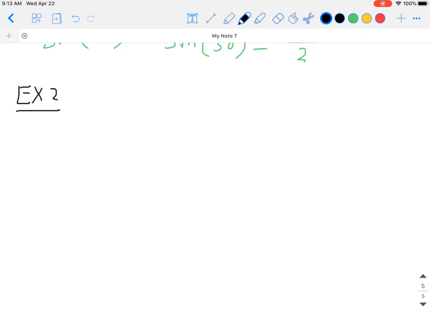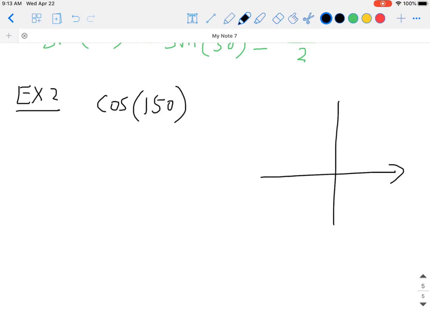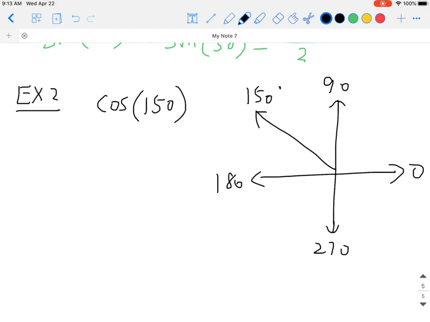Example 2. If we have cosine 150, first of all we have to convert the 150 into the reference angle. To find this, think about where 150 is. 0, 90, 180, 270. 150 seems to be around here, between 90 and 180. And remember, the reference angle is always in quadrant 1, so we have to first find the reference angle.